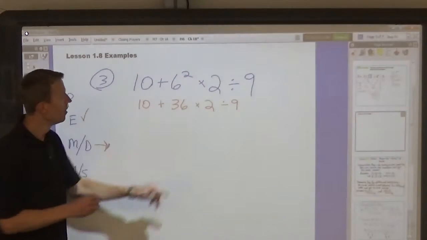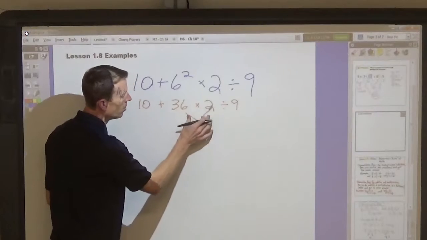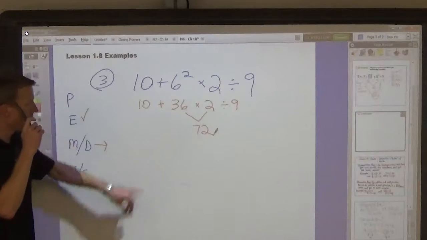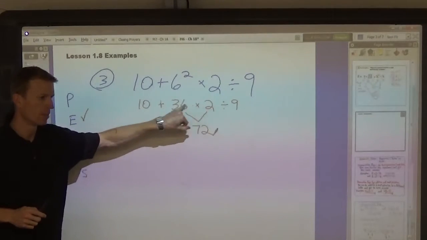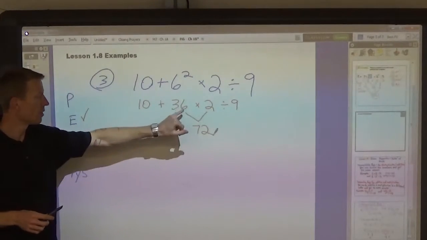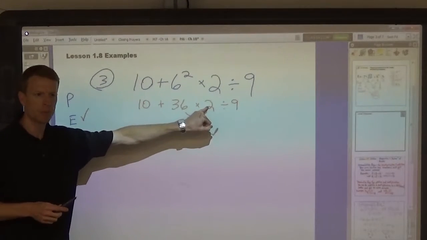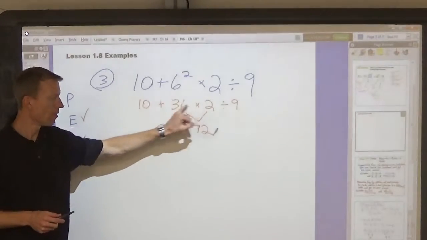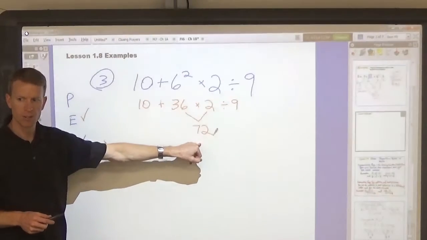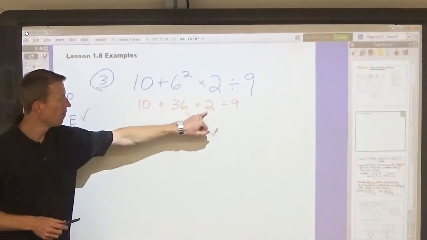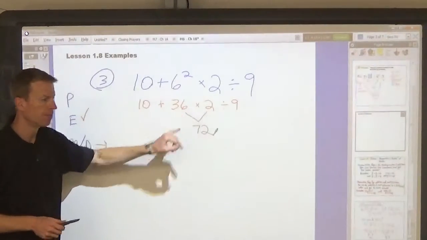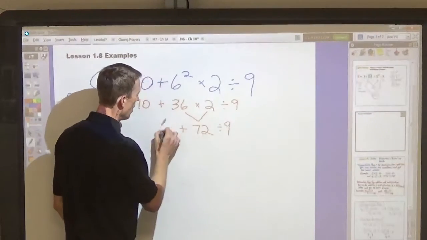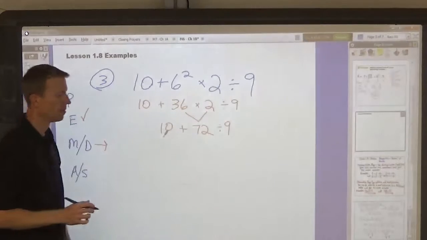What's that, Johnny? 72. And again, I like to put this little check mark. And what it does is it tells me I'm done with these numbers. Okay? What you wouldn't want to do is write 72 and then do times 2 again, not thinking that we've already used the 2 to make 72. So, this little check mark shows the answer to this problem. And then bring down what's left.